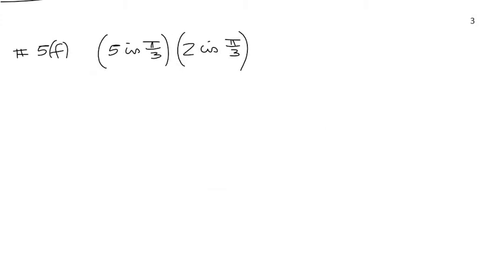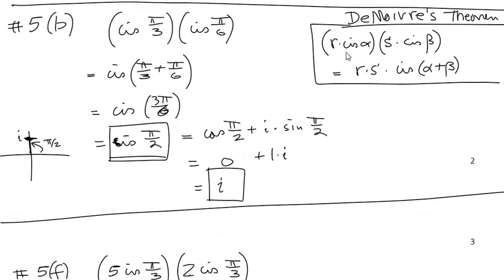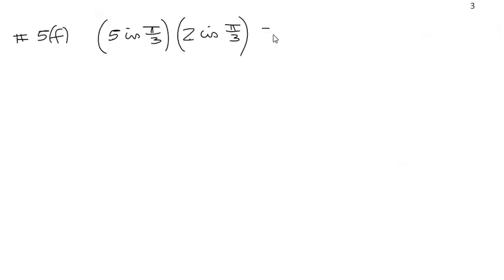All right, let's try another one in number 5. Let's do F, where we're multiplying 5 cis pi over 3 and 2 cis pi over 3. So this time we are going to have to worry about the modulus numbers, the moduli. And what does De Moivre say about that? Well, he says that you just multiply those modulus values together. So when we multiply these two numbers together, the modulus of the product is going to be 5 times 2 makes 10.